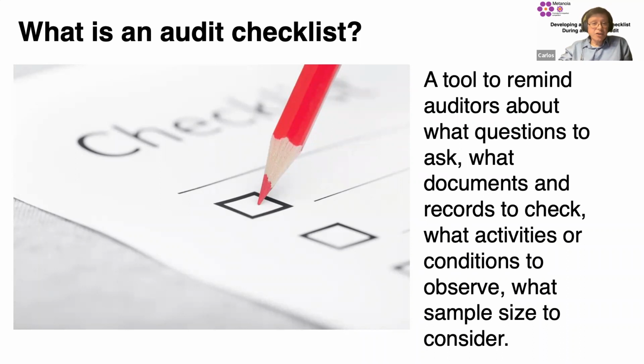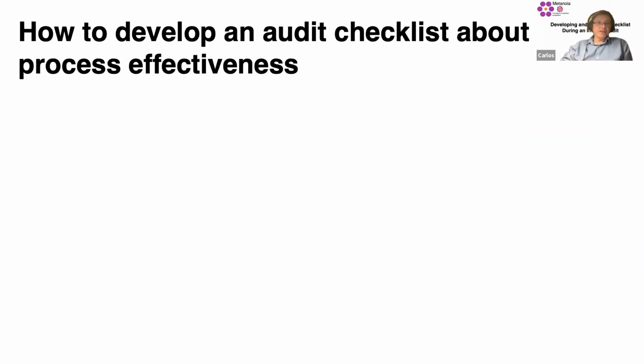So let's go to the first kind of checklist: how to develop an audit checklist about process effectiveness. Normally organizations don't do this kind of audit because they are used to emulating, copying what they see certification body auditors doing. However, the more mature a management system is, the more relevant the effectiveness topic is. So auditing process effectiveness, what does this mean?